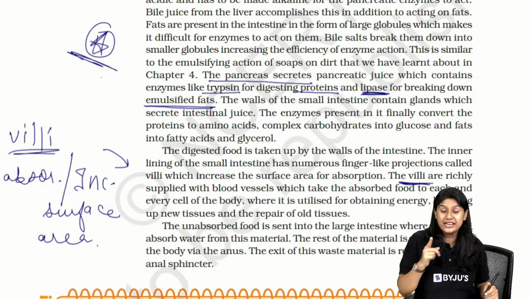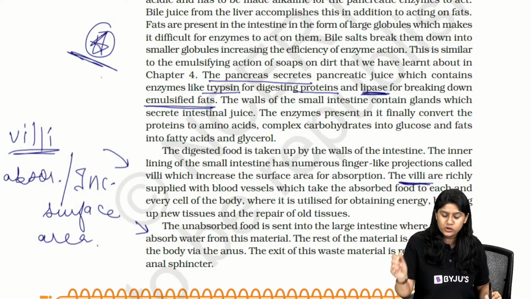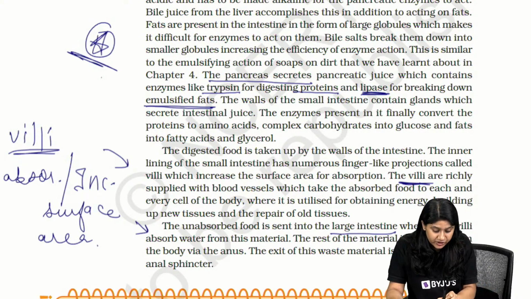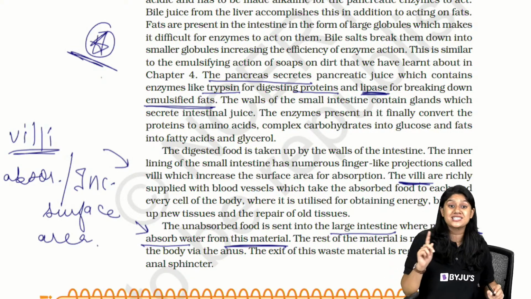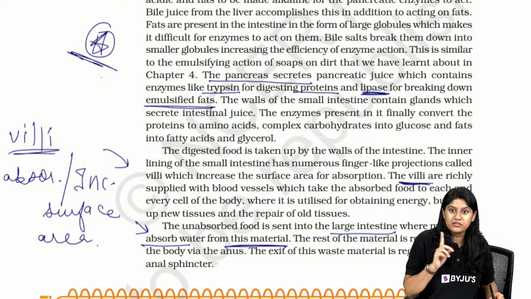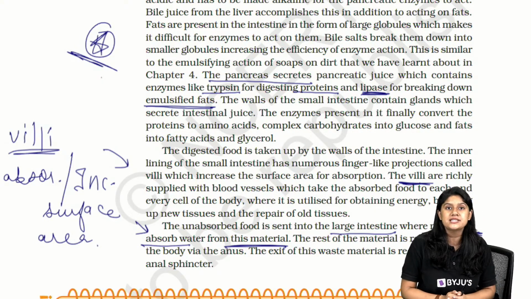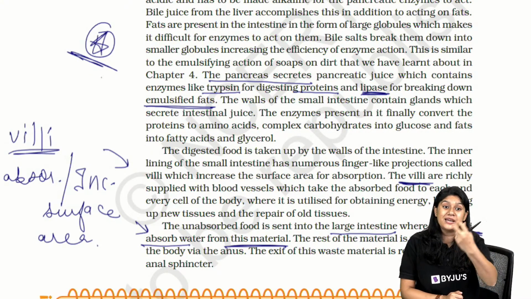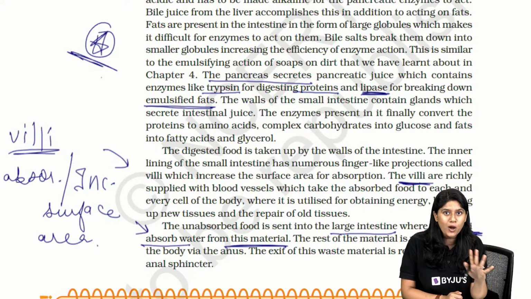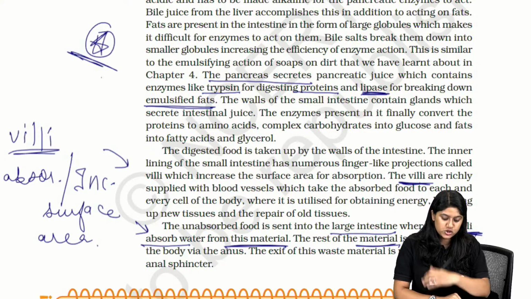Now, a very interesting question on the large intestine. The undigested food, everyone, is sent to the large intestine where more villi absorb water from this material. So in the large intestine we will see the absorption of water, no absorption of food, and eventually the waste material will be removed from the body through the anus. Clear?